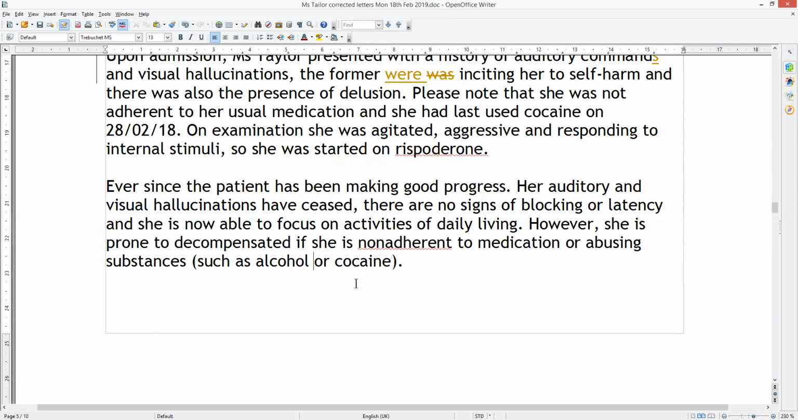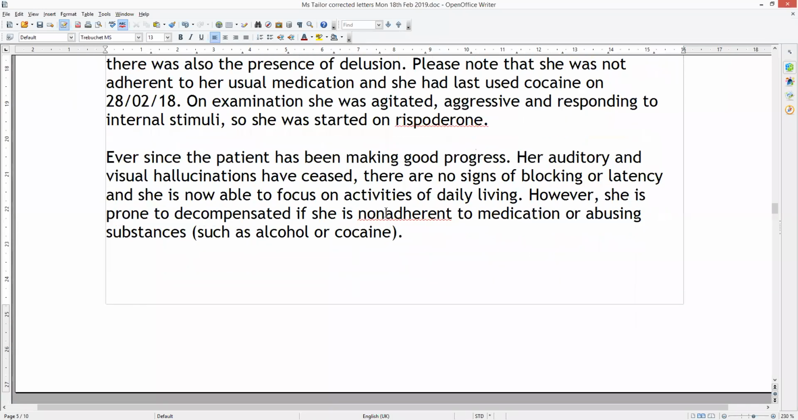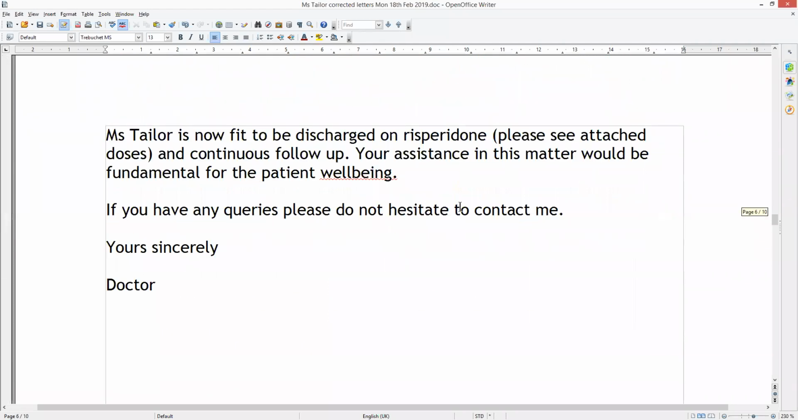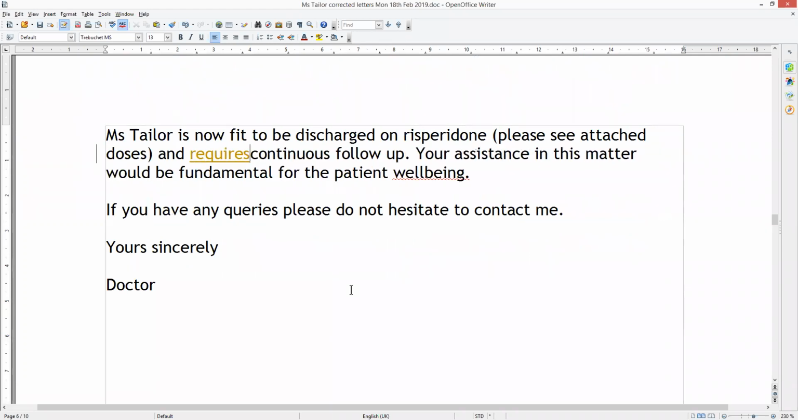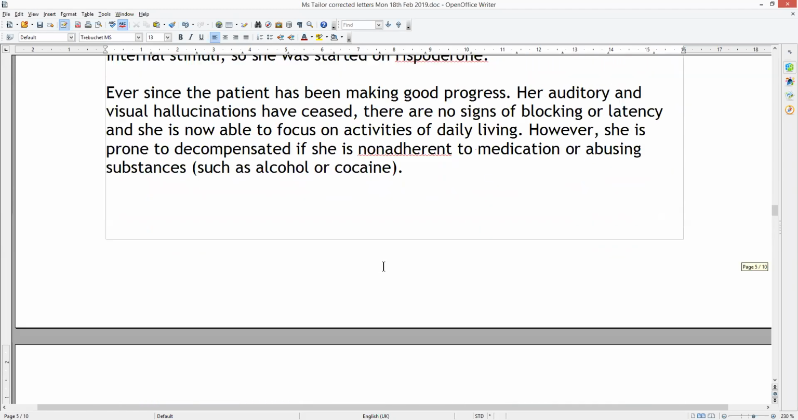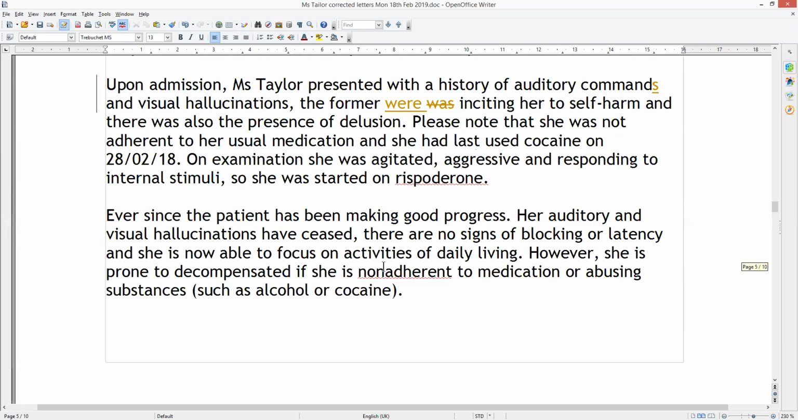I think she does them both. Abuse of alcohol or cocaine. Now flipped with discharge and continuous follow-up. Discharged on repeatable and requires. I think we need a verb in front of this. It seems for the patient's well-being. Okay, please do not hesitate to contact me, sincerely. Okay, so that isn't bad.